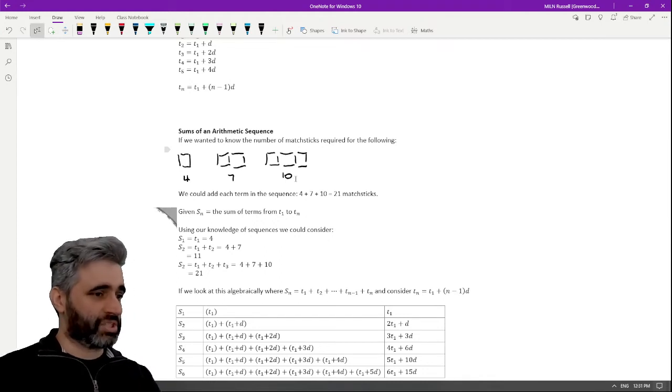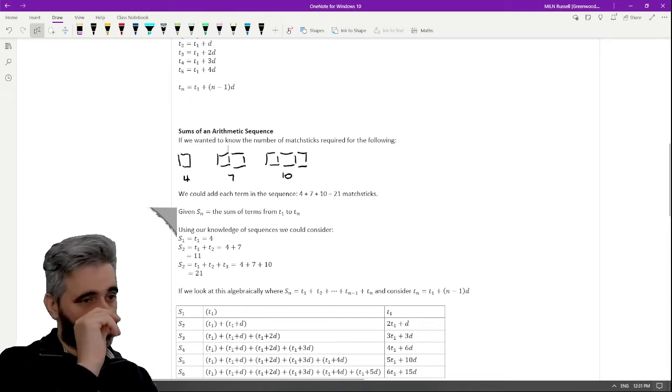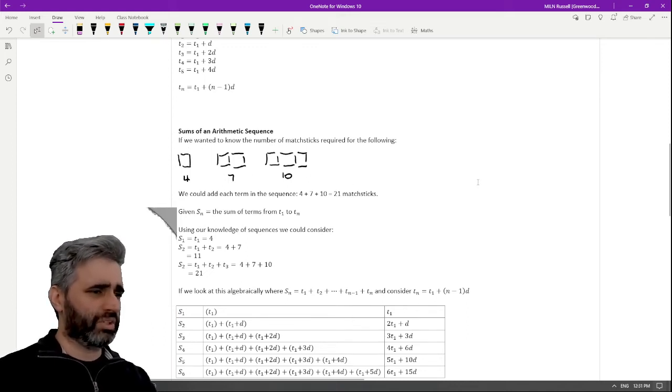And I suppose the big question now is, what if we wanted the 50th? So 50 plus 49 plus 48 plus 47 terms in the sequence. We don't really want to work out all of the terms up to that point, so we're looking for some sort of algebraic solution to help us, and there is one.